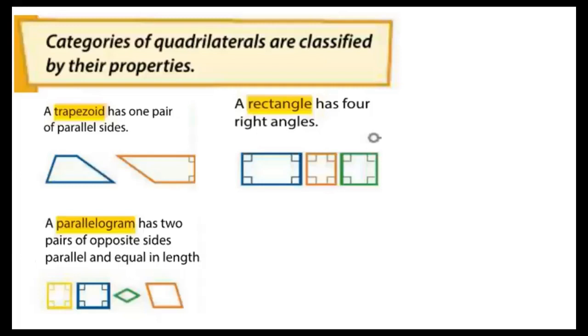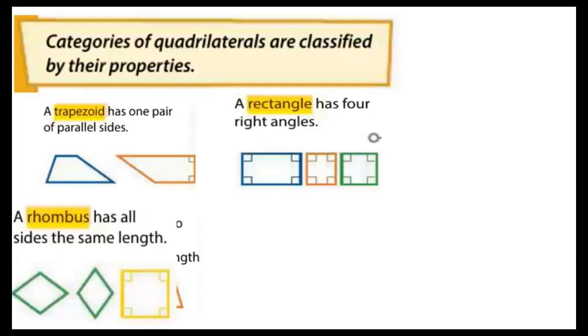The same as a parallelogram, but in a parallelogram there are no right angles. If we have four right angles inside the shape and each two opposite sides are equal in length and parallel, it will be a rectangle. Okay, let's see the next one.